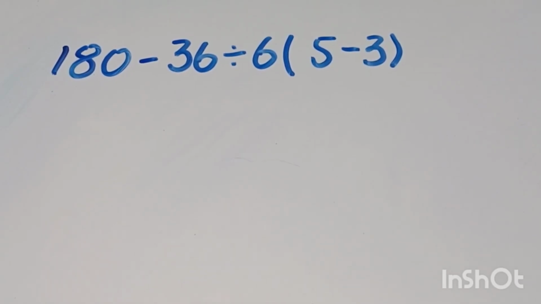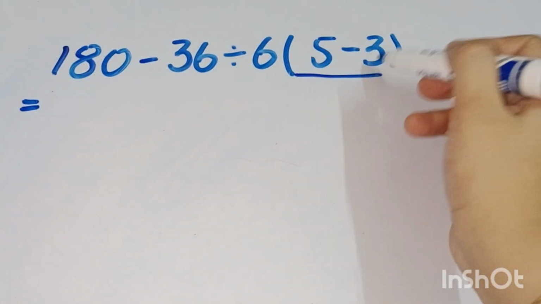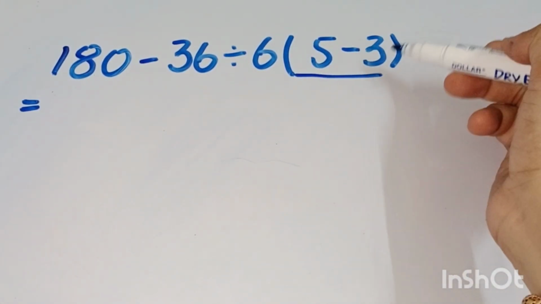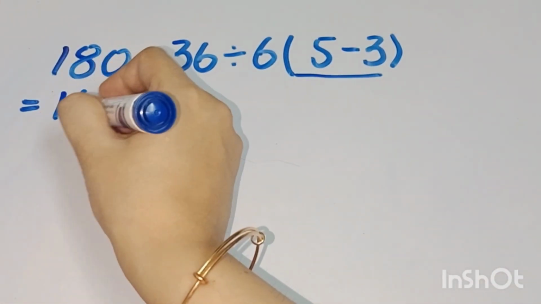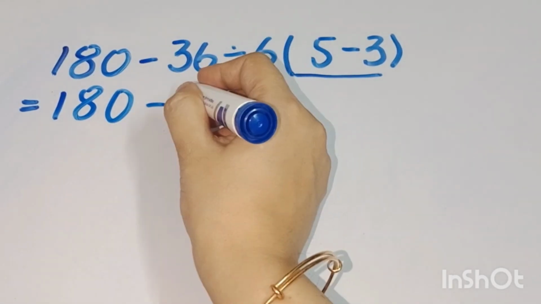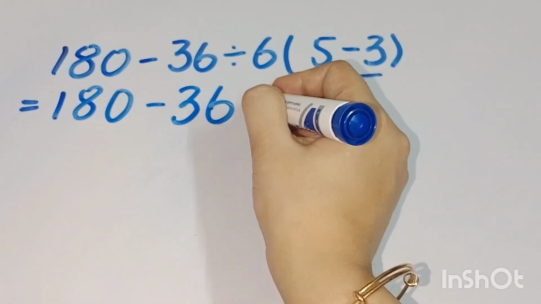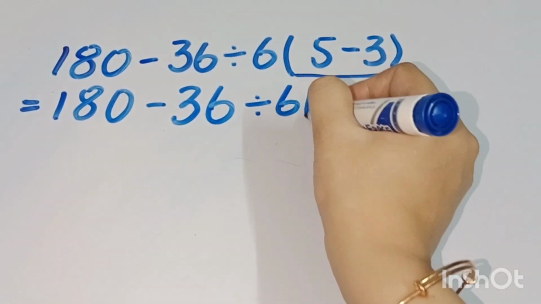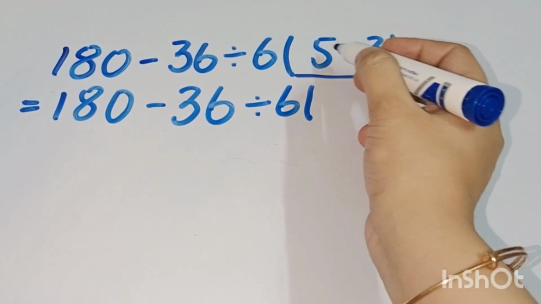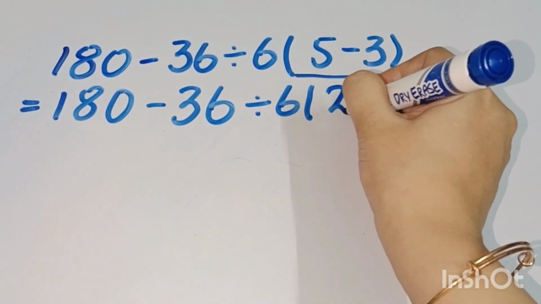Okay, let's solve this puzzle. Here we have brackets first. I will do my brackets first. Here we have 5 minus 3, simply subtract these two numbers. 5 minus 3 equals 2.